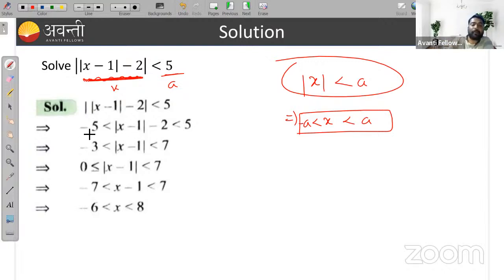So minus 5 plus 2 becomes minus 3. If I add 2 here, mod of x minus 1 minus 2 plus 2, that is minus 2 plus 2, will be 0. So you will have only mod of x minus 1, and the right side becomes 5 plus 2, that is 7. So finally we are getting mod of x minus 1 is greater than or equal to minus 3 and less than 7.